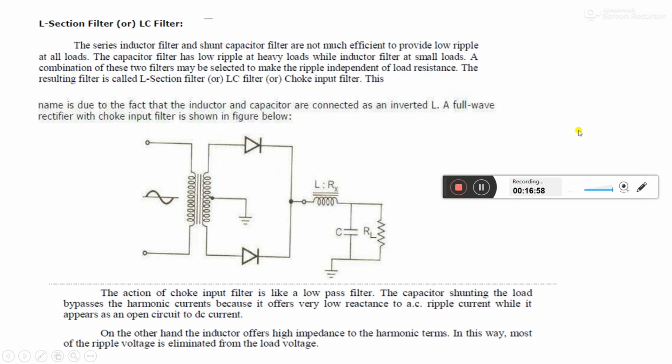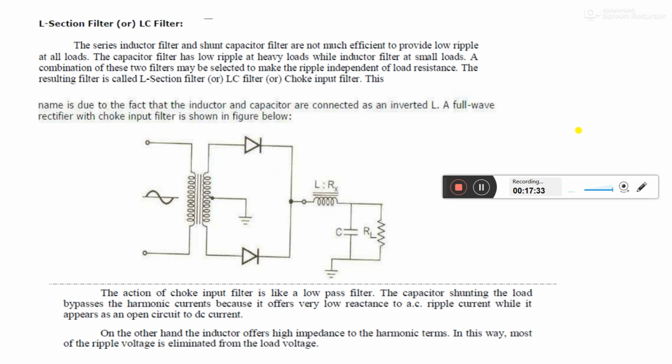Now the third one is the L section filter or LC filter: a series inductor filter and a shunt capacitor. The inductor is always connected in series with respect to the load resistance, and at the same time the capacitor is always connected in parallel with the load resistance. Here, shunt means a parallel capacitor.